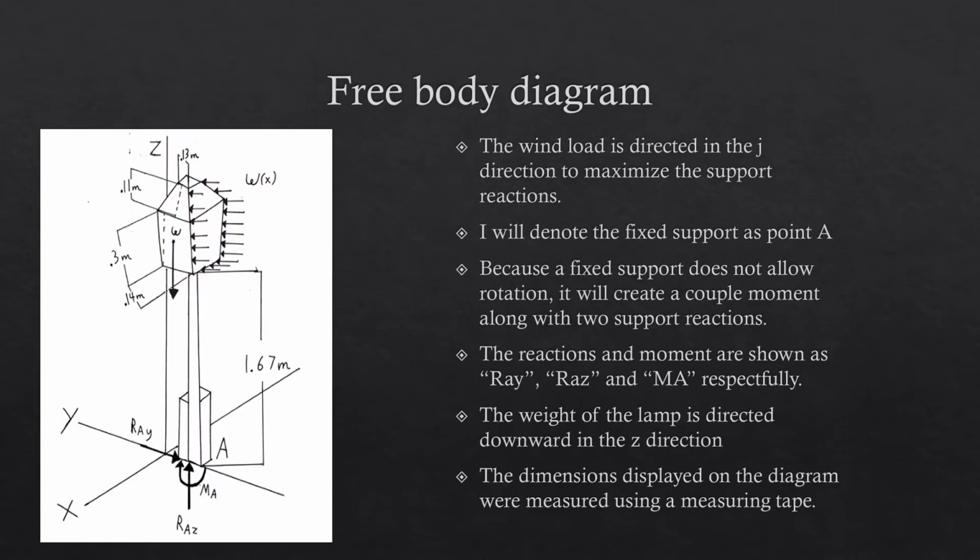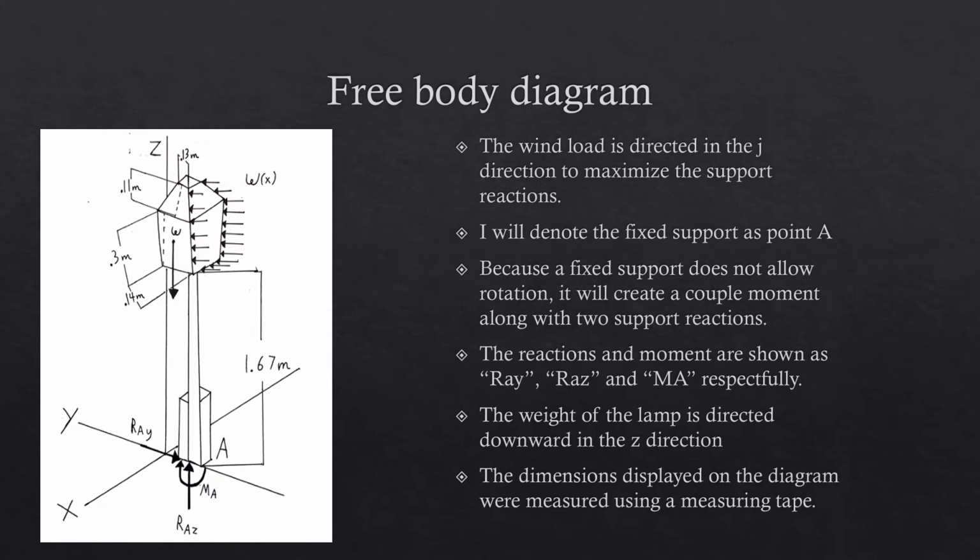The free body diagram I drew was designed with simplicity in order to keep the focus on the forces acting on the lamp. The wind load is directed in the J direction to maximize the support reactions. I will denote the fixed support as point A, shown in the free body diagram.